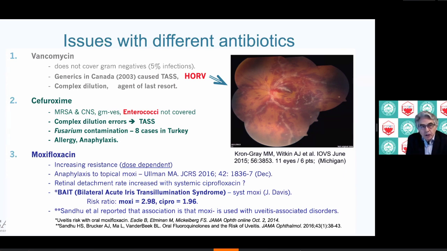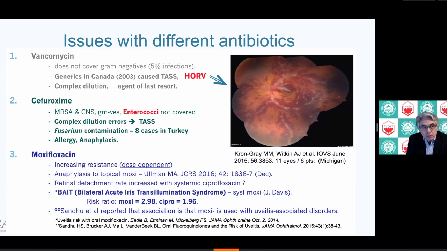But the big problem with vancomycin is it doesn't cover 5% of the gram negatives that we see, and that's probably important in India. And also the biggest thing in the West is it causes hemorrhagic occlusive retinal vasculitis. And I think that has really resulted in most people drifting away from vancomycin as a prophylactic agent.